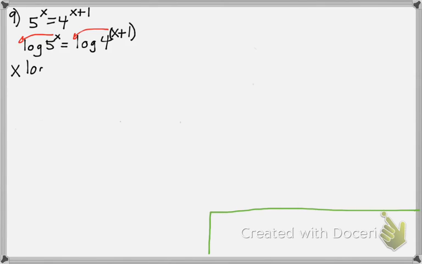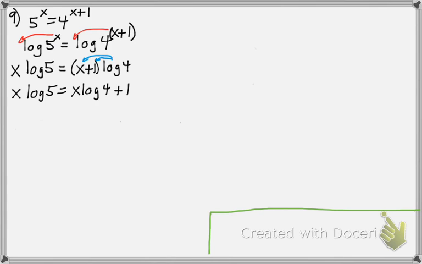So x log of 5 is equal to x plus 1 times log of 4. Now the log of 4, I do need to distribute that to both the 1 and the x. So I'm going to copy down the left-hand side. x log of 5 is equal to x log 4 plus log 4.